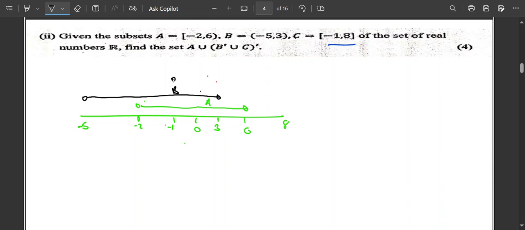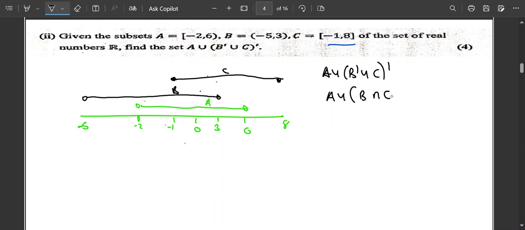All right. Then to 8. 8 is also closed. Okay. So this is my C. So now how do I solve this one? Okay. They are saying we have A union open bracket B complement union C open bracket complement. So we have A union open bracket, this one will be B, then this will be intersection C complement, like that. Okay, so this is what we are going to simplify.